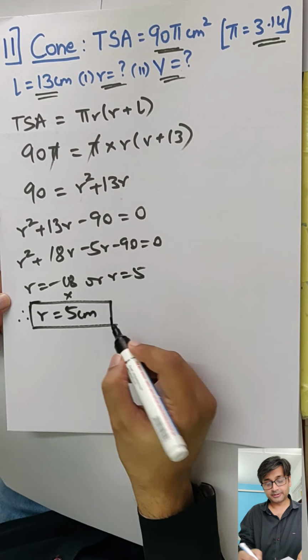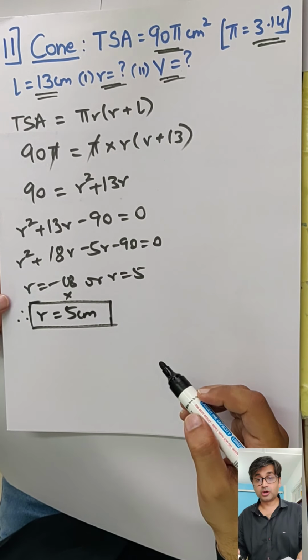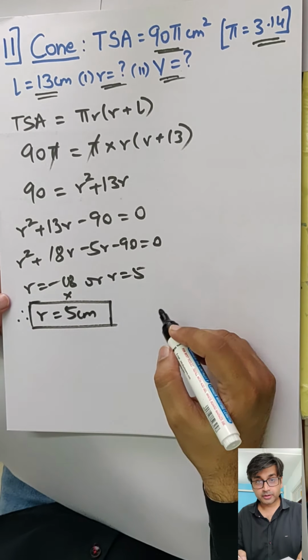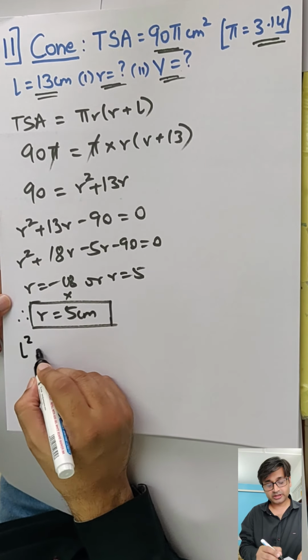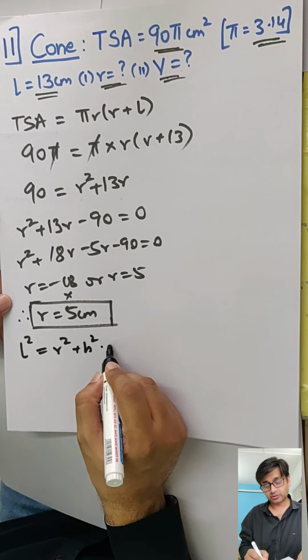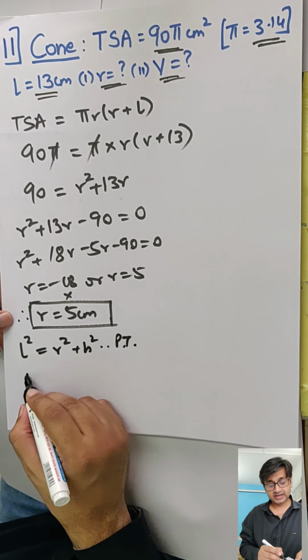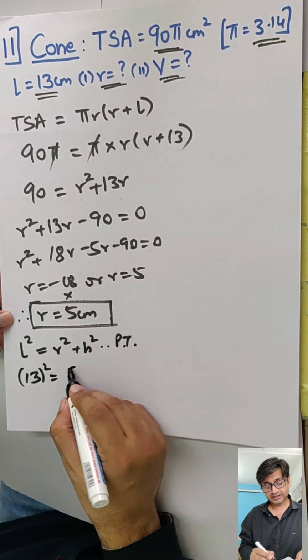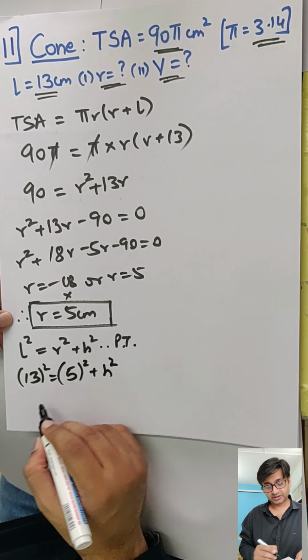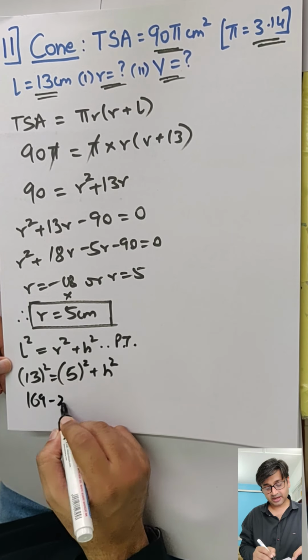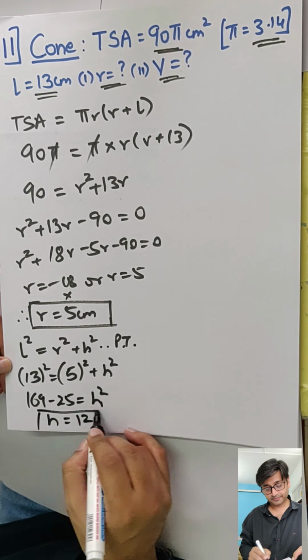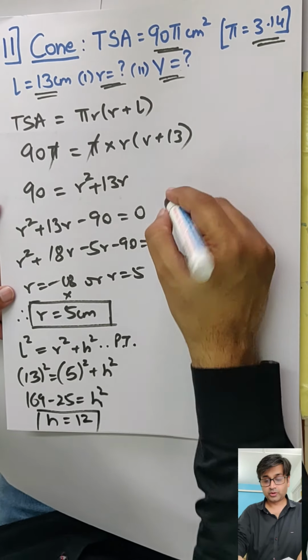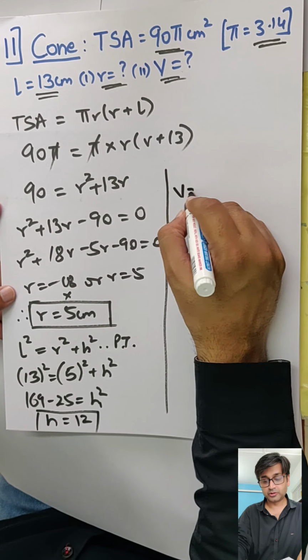Now that you got your r, let's get into the volume. So volume is 1/3 pi r square h. H is missing. So again L square equals r square plus h square, Pythagoras theorem. So L is 13, r is 5, and h is unknown. So 169 minus 25 is equal to h square. So h will be 12. Correct? Triplet.